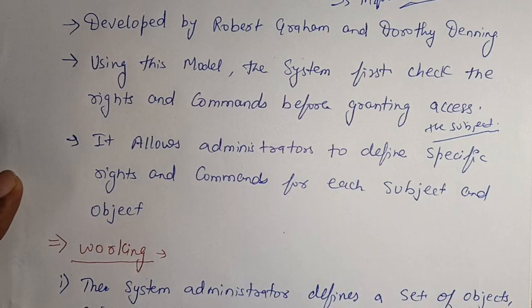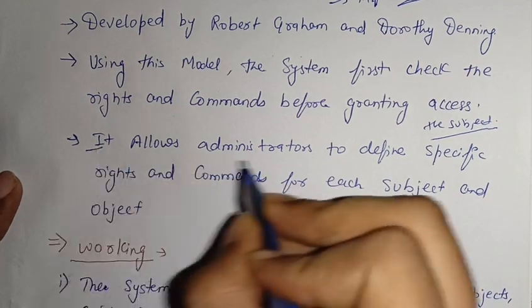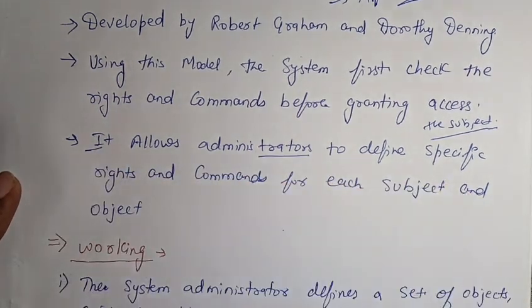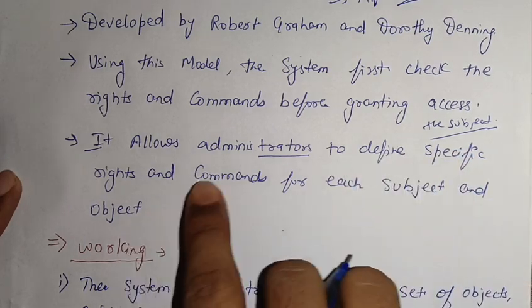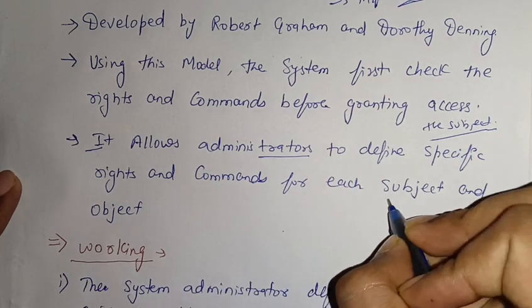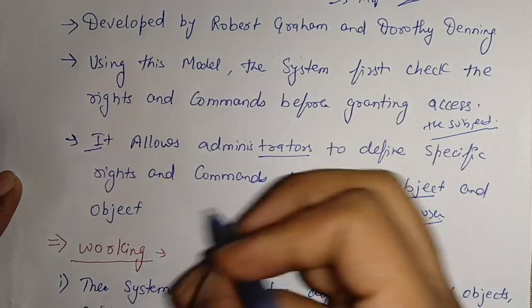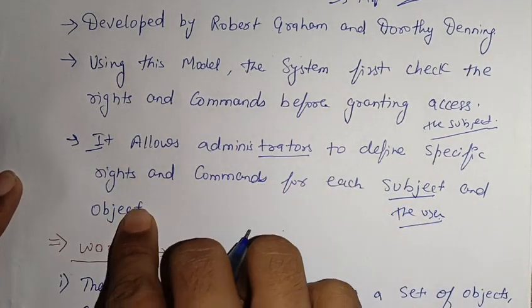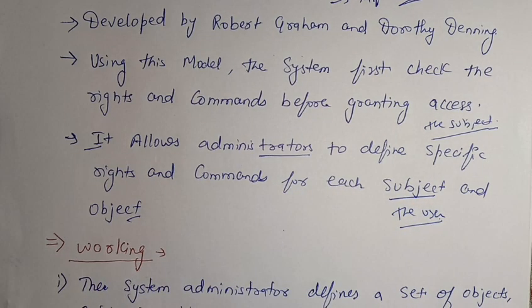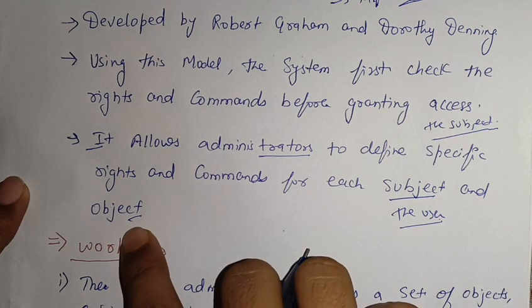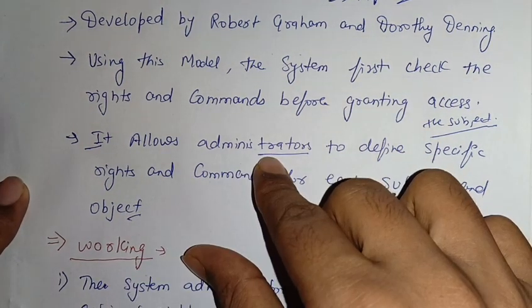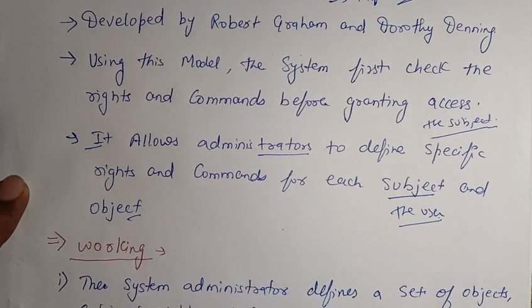Before granting the access, at the first step, the administrator of the system gives specific rights and commands for each subject. Each subject means each user, the authorized person, and object means information. This defines how the user can access information in a limited way, like in a limited space. They do not have all the information, they do not have all the data.